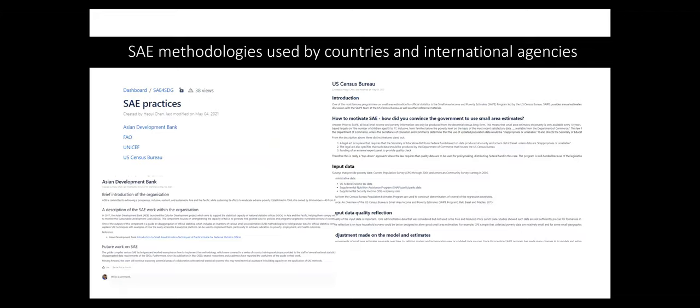This is the small area estimation space I've mentioned, to document what happened in countries, to highlight important areas, and also to provide more references in one place, so countries can come and take a look and learn from different experiences.